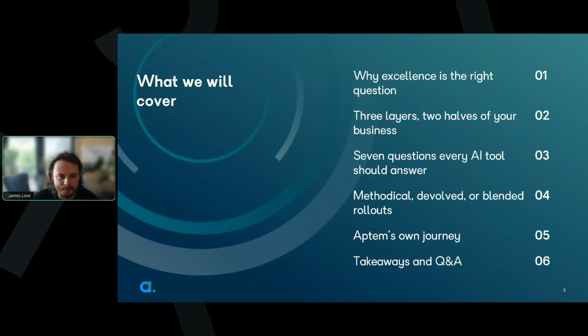Then the rollout question, how you actually get this into your organization without sprawl and without paralysis. I'm going to cover a case study from Aptem's own journey into excellence over the last few months or so. I'll be pretty honest about this, talk about some of the messy bits and some of the good bits. Ultimately, I hope to leave you with 6 takeaways and, of course, any time for questions.